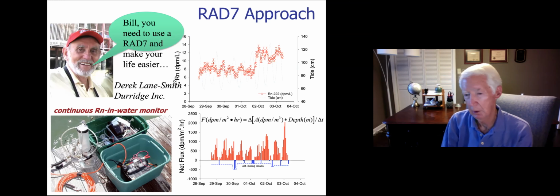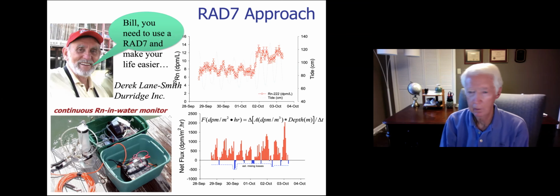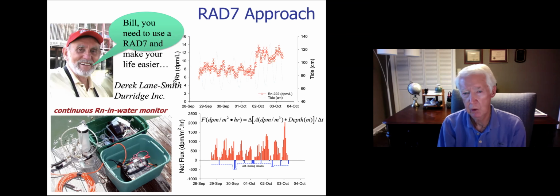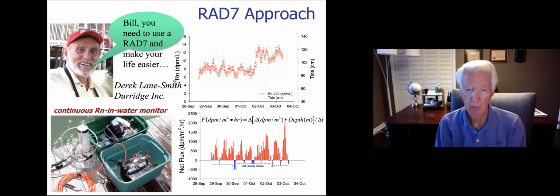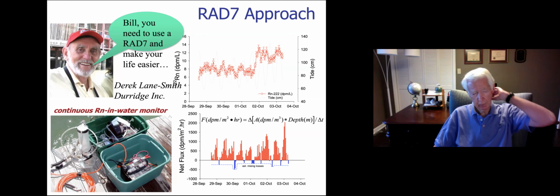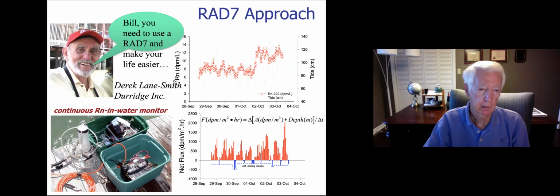A RAD7 is an off-the-shelf radon in air analyzer. It's portable, compact, runs on batteries. If you like, it can also run on line power. Good for field work. Good for lots of kinds of work, including laboratory work. So Derek and I talked about how we could analyze radon in water with a radon in air analyzer.